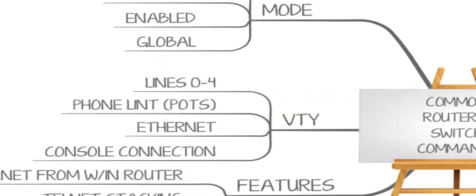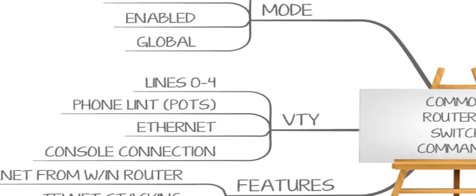Now VTY lines, there are 0 to 4 VTY lines. The VTY line is basically a way to get into your router. You can get into it with a phone line, with an Ethernet connection, a console connection. Your device has all these different ports on it so that you can get into it. Telnet, using a phone line or through your Ethernet is very common, except that Telnet is no good because everything is in plain text, including your username and password.